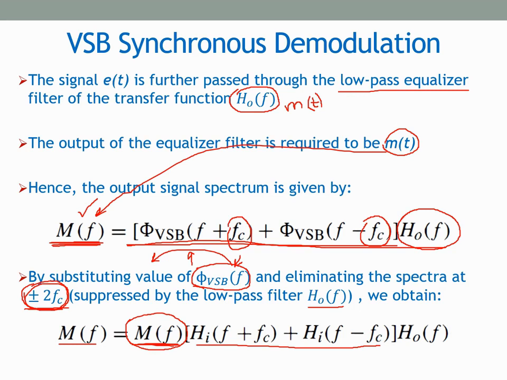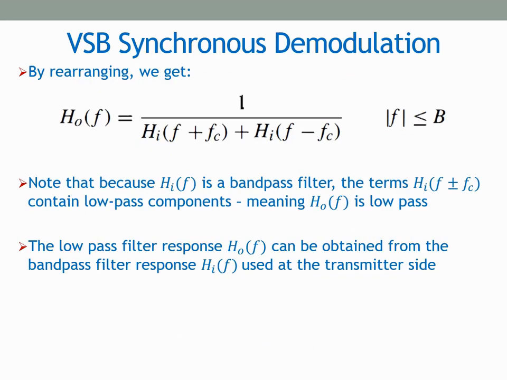And then finally we have our receiver filter H0(f) as it is. From this expression, if we rearrange, you see we have M(f) here and M(f) here as well. So if we rearrange this, we get the expression for the filter at the receiver. You can see that the filter at the receiver is the reciprocal of Hi(f + fc) and Hi(f - fc). Here we can see, because Hi(f) is a band pass filter, right?